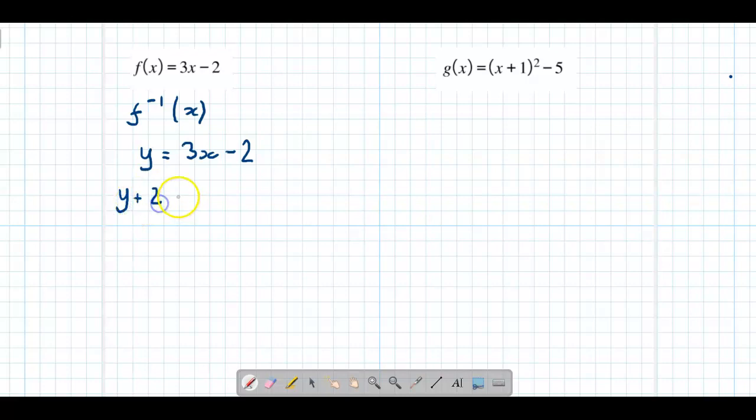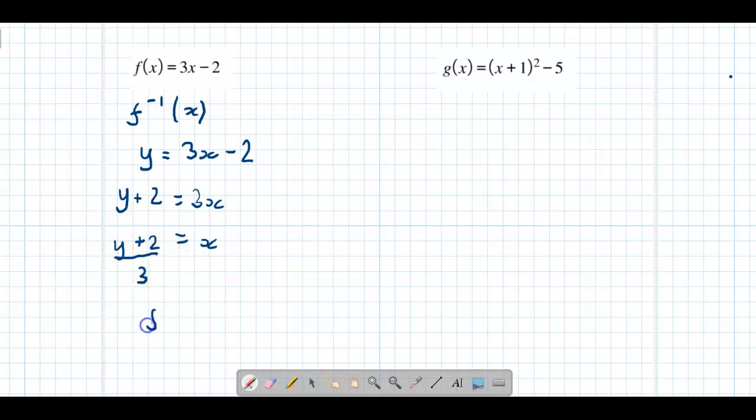Now the x has still got a 3 with it, but I can make the 3 disappear by dividing this side by 3 and dividing the other side by 3. So it's just a bit of algebra there. And I've almost finished. Now x is the subject. This part here is my inverse function.